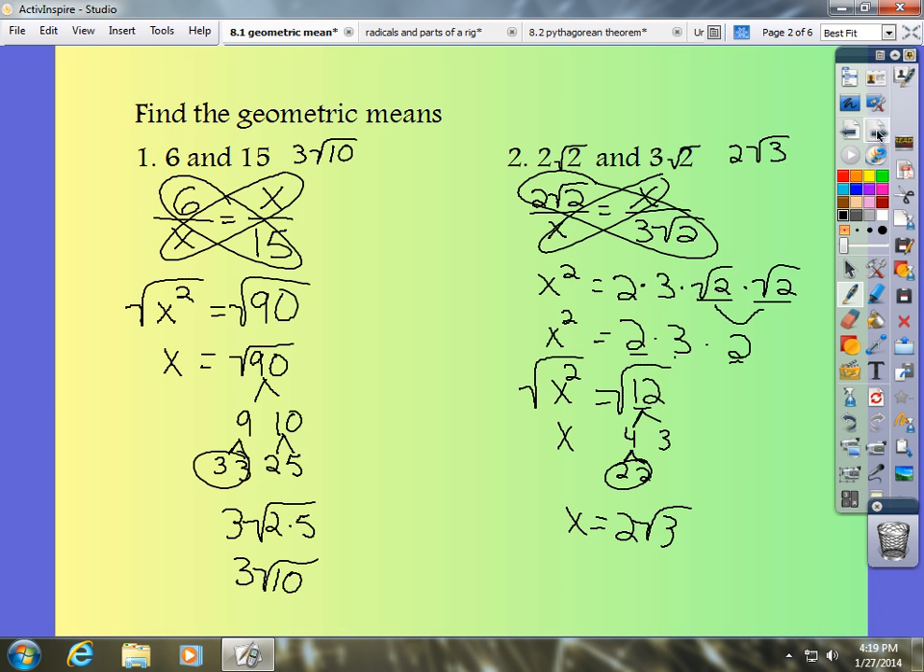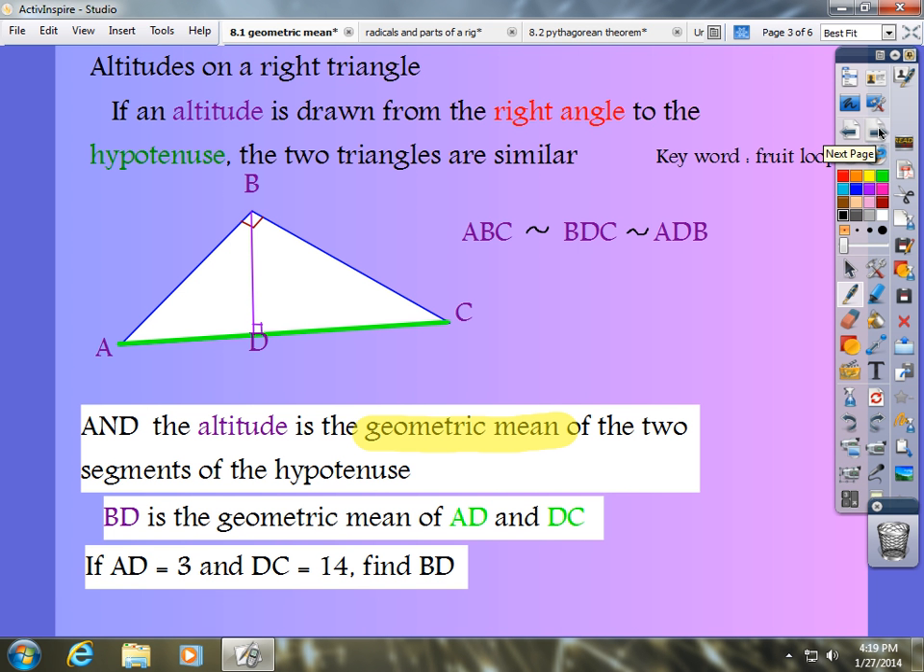Okay, now the next part of this lesson is a little bit trickier: altitudes on a right triangle. Remember, the altitude goes from the vertex of the right angle down to the hypotenuse. If an altitude is drawn from the right angle to the hypotenuse, that's the longest side down at the bottom, the two triangles are similar. So we know that triangle ABC is similar to triangle BCD and similar to triangle ADB.